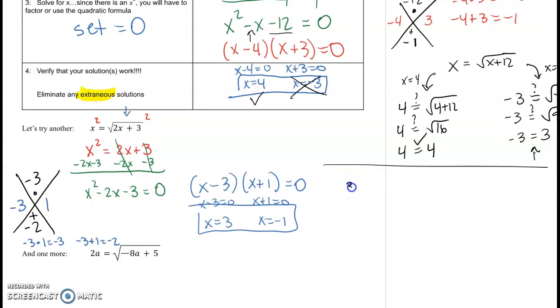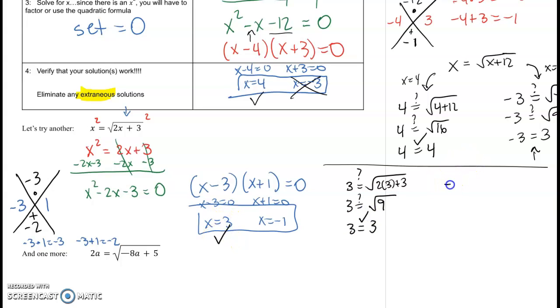So I'm going to take 3, I'm going to plug it in to the original equation, and I'm just going to evaluate. I'm not going to do any extra math. I'm just going to simplify the numbers. So is 3 equal to the square root of 2 times 3 plus 3? Well, 2 times 3 is 6, plus 3 is 9. And when we take the square root of 9, we do get 3. So 3 checks.